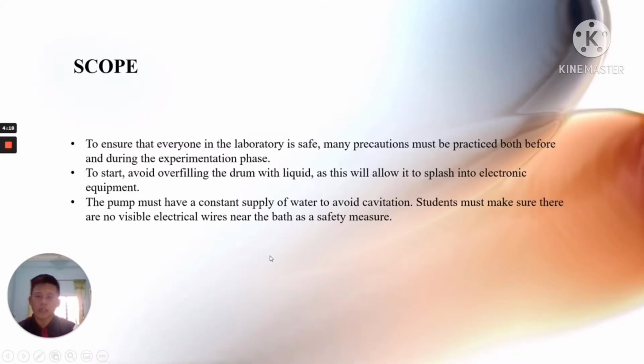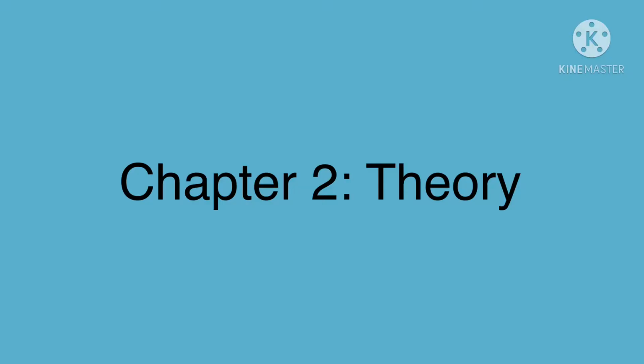Our scope is to ensure that everyone in the laboratory is safe. Many precautions must be practiced both before and during the experimentation phase. To start, avoid overfilling the drum with liquid, as this will allow it to splash into electronic equipment. The pump must have a constant supply of water to avoid cavitation. A student must make sure there are no visible electrical wires near the valve as a safety measure.